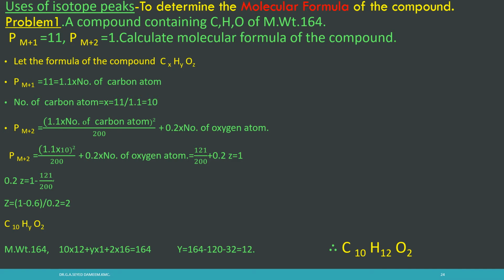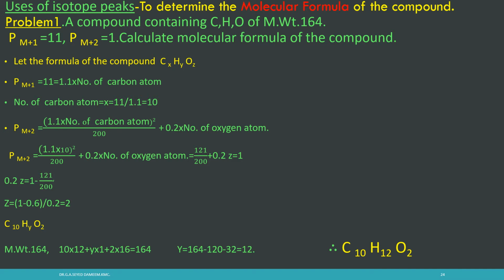Another theoretical formula, M plus 2, is equal to 1.1 times the number of carbon atoms, whole square, divided by 200, plus 0.2 times the number of oxygen atoms. By substituting the number of carbon atoms as 10 and the intensity of the M plus 2 isotope peak, which is given as 1, we can simplify the equation for the number of oxygen atoms, and the number of oxygen atoms is equal to 2. So the formula contains 10 carbon atoms and 2 oxygen atoms.